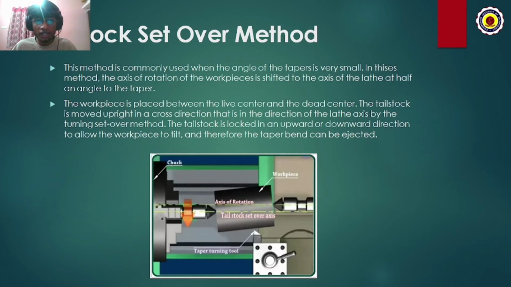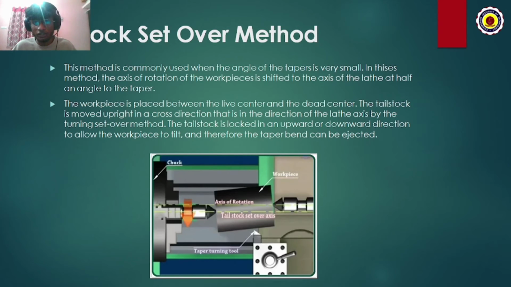So the next one is tailstock set over method, and this is the method commonly used when the angle of the taper is very small. In this method, the axis of rotation of the workpiece is shifted relative to the axis of the lathe at an angle to the taper.